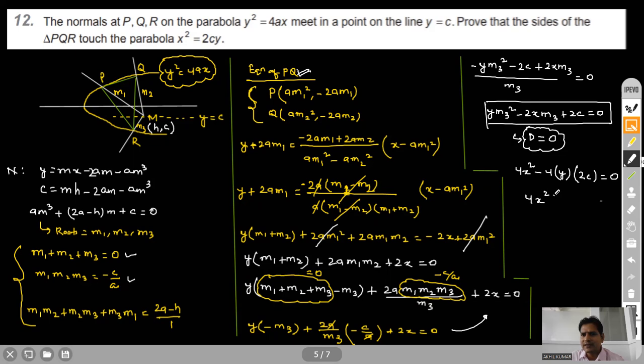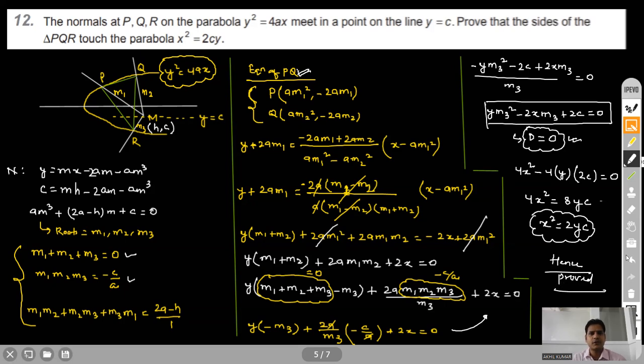So from here we got 4x square is equal to 8yc. Or we can say x square is equal to 2yc. Okay. This was the equation of parabola. So basically we find out the equation of this PQ, means one side of this triangle PQR. And we have put D equal to 0 because we have to make this line the tangent to that parabola. So on solving this D equal to 0, we got this equation of parabola. What does it mean? This line is a tangent to this parabola. So this is what we were asked to prove. So we can say hence this is proved. Hence it is proved.